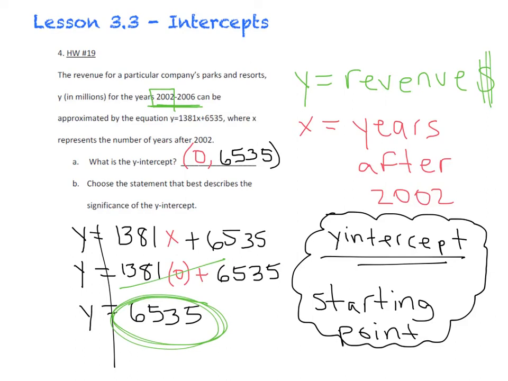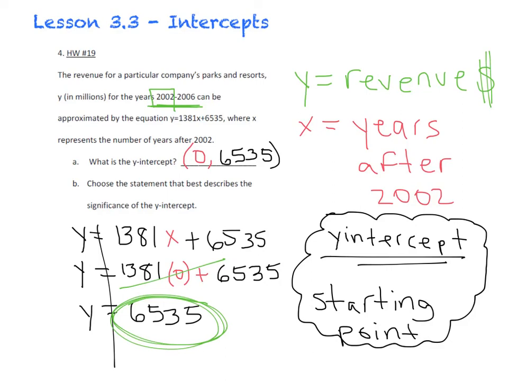A says, in 2002, the revenue for the parks and resorts was $6,535 million more than 2006. No, that's incorrect. It has nothing to do with 2006. Remember, it's just our starting point. So A is not right. B, in 2002, the revenue for the parks and resorts was about $6,535 million. That's the correct choice because 2002 is our starting point and we're starting at 6,535. So that is it.